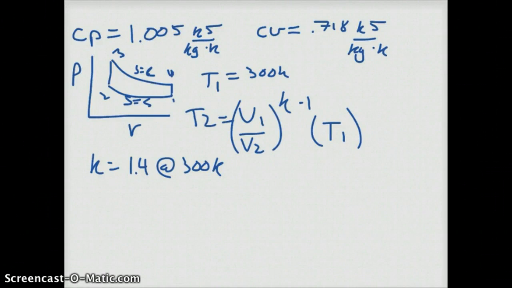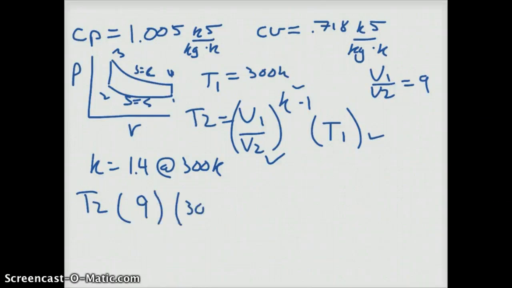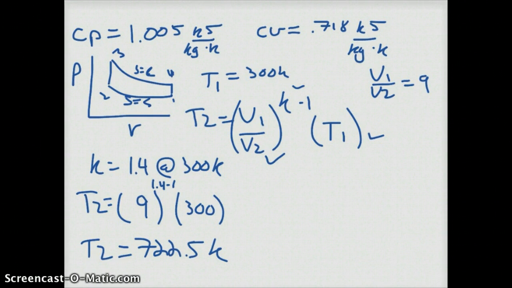We are also given that our compression ratio is equal to 9. So after we plug them in, we get 9 to the power 1.4 minus 1, times 300. Our T2 is going to be equal to 722.5 K. Now that we found our T2, we can find our T3 using our energy balance equation.